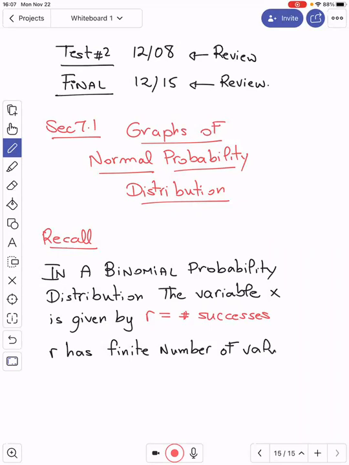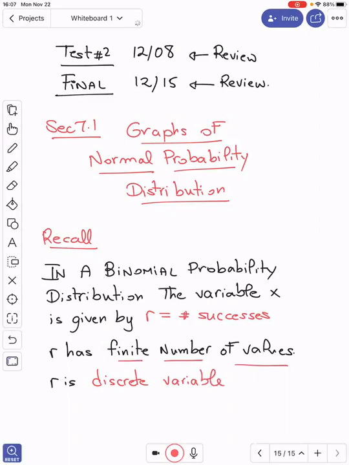If you have, let's say, 6 trials, then R goes from 0 to 6. So R would be equal to 0 or 1 or 2 or 3, etc. So that's a finite number of values, and that's why R is a discrete random variable, because it has a finite number of values.